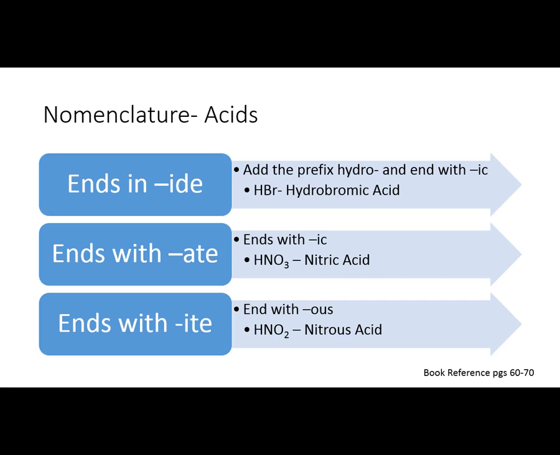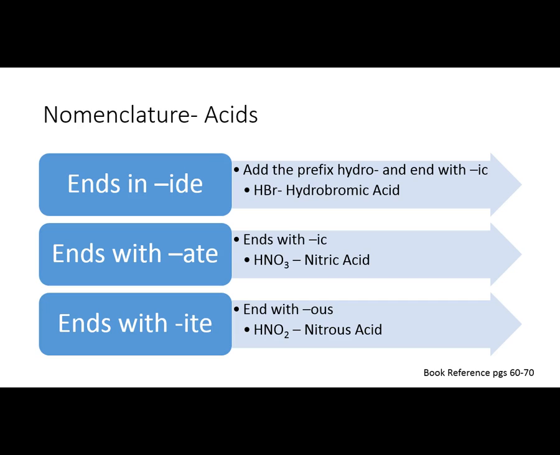Last but not least, nomenclature for acids. Now, this has basically just a couple of rules to consider. If the acid ends in "ide," the actual anion ends in "ide," all we're going to do is add the prefix hydro and end it with IC. So when we have HBr, which would be hydrogen bromide, in its acidic form, it will be hydrobromic acid.